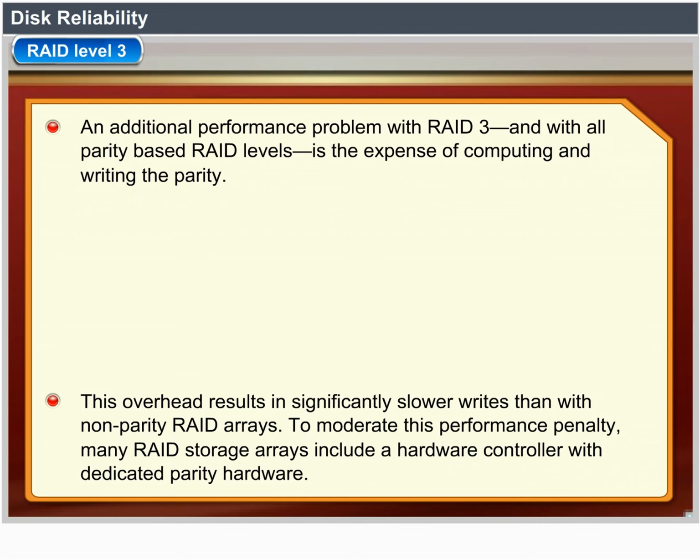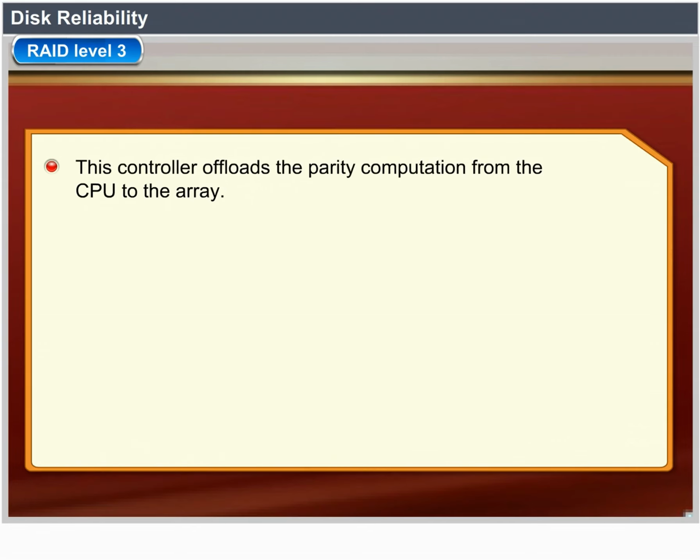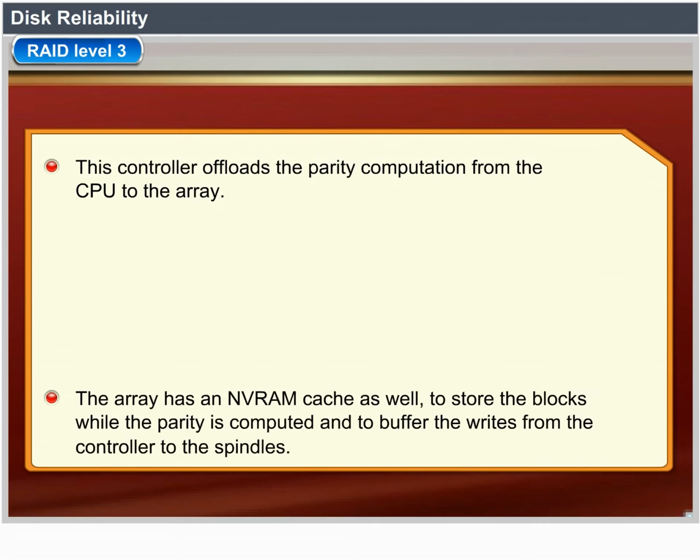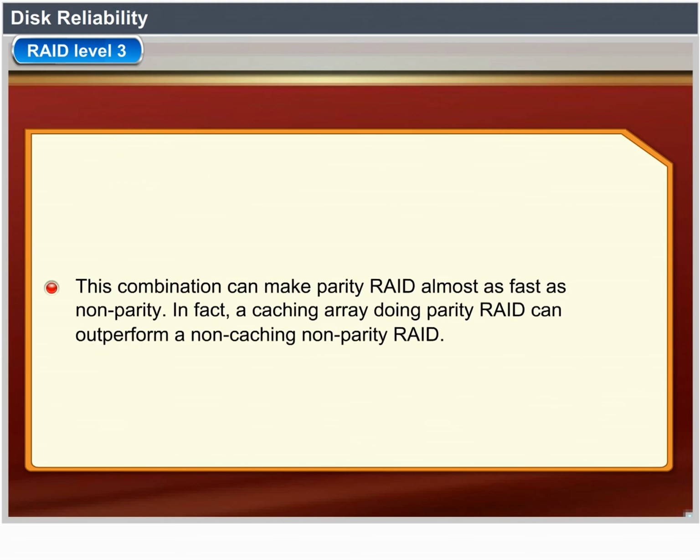many RAID storage arrays include a hardware controller with dedicated parity hardware. This controller offloads the parity computation from the CPU to the array. The array has an NVRAM cache as well to store the blocks while the parity is computed and to buffer the writes from the controller to the spindles. This combination can make parity RAID almost as fast as non-parity. In fact, a caching array doing parity RAID can outperform a non-caching non-parity RAID.